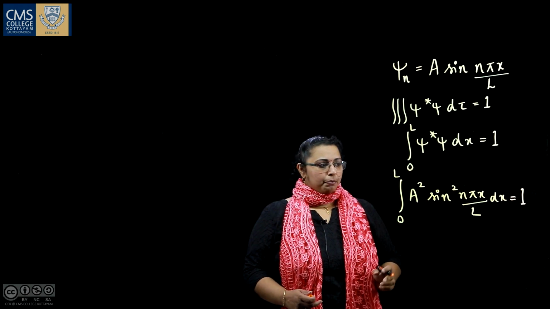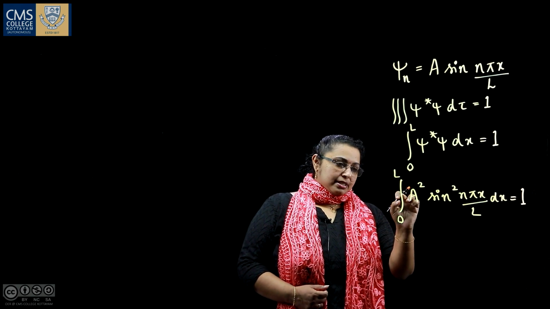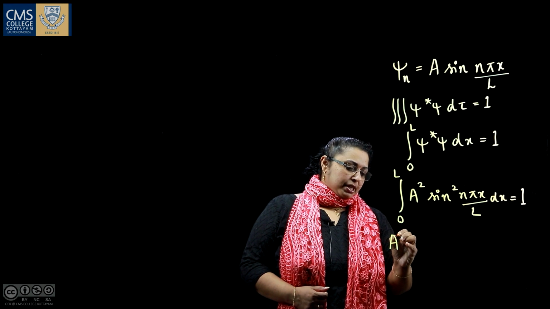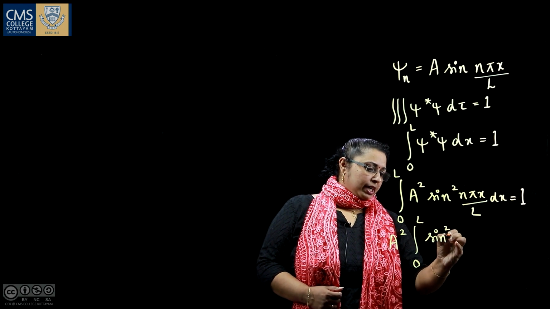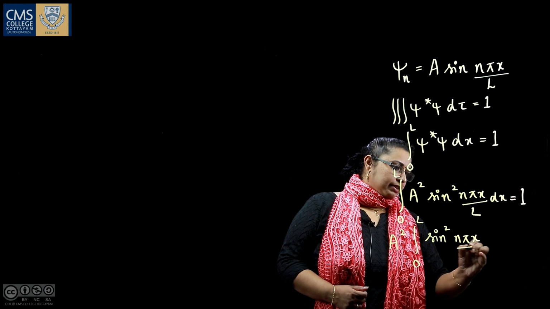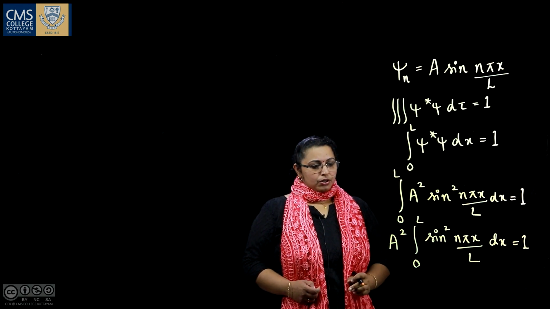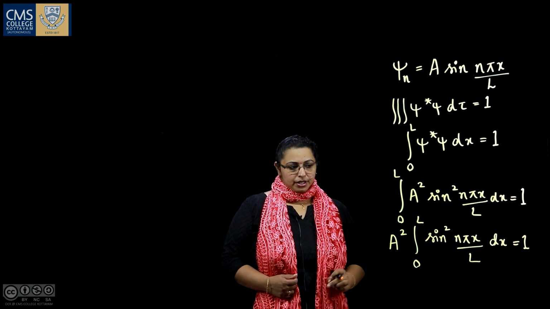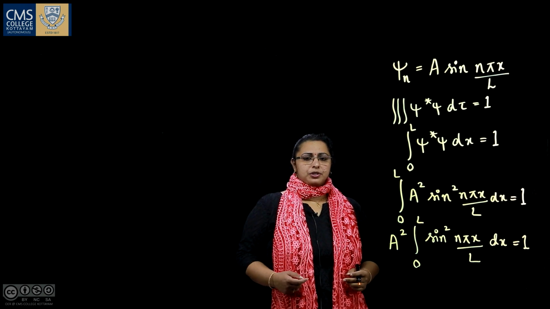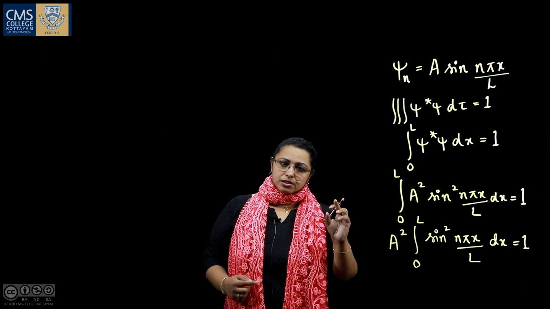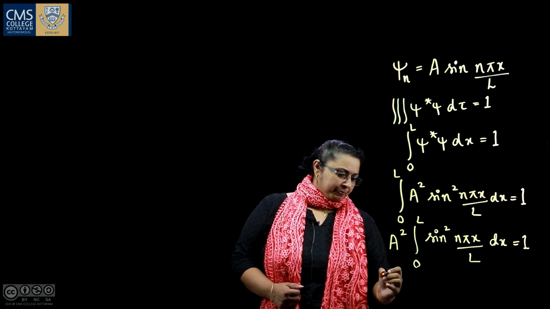Now, why do you keep 1? Because we are sure that the particle is inside the well. Now, since A is a constant, you take it outside. So this becomes A square integral 0 to L sine square n pi x divided by L dx is equal to 1. You have to integrate it. You already know that sine square theta can be substituted as 1 minus cos 2 theta divided by 2. So I am going to change it into that form.